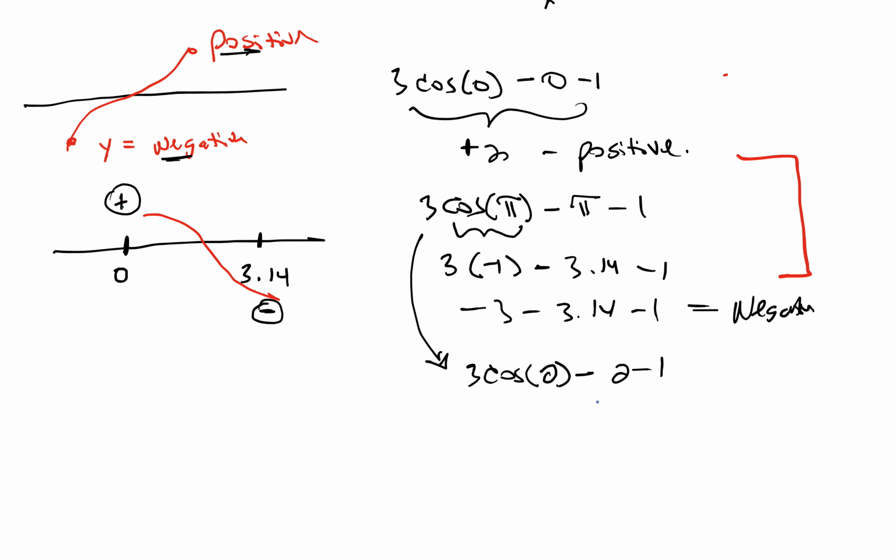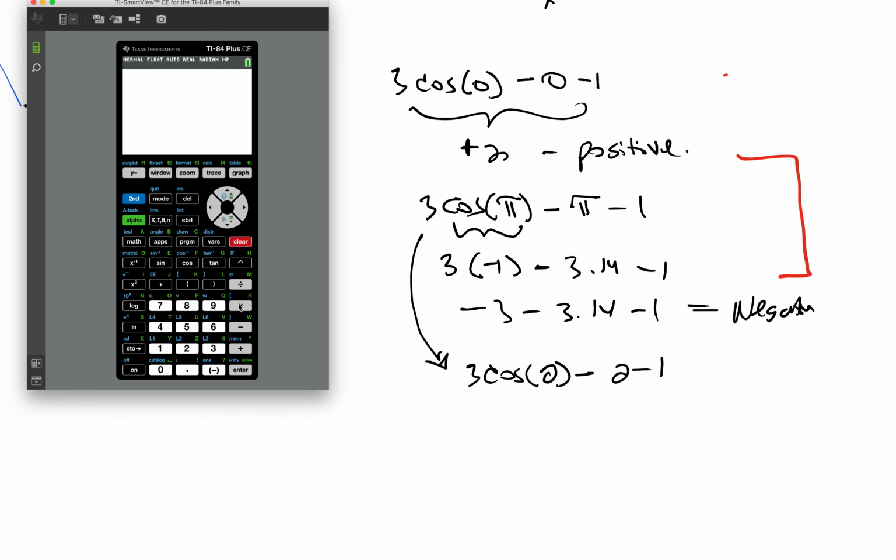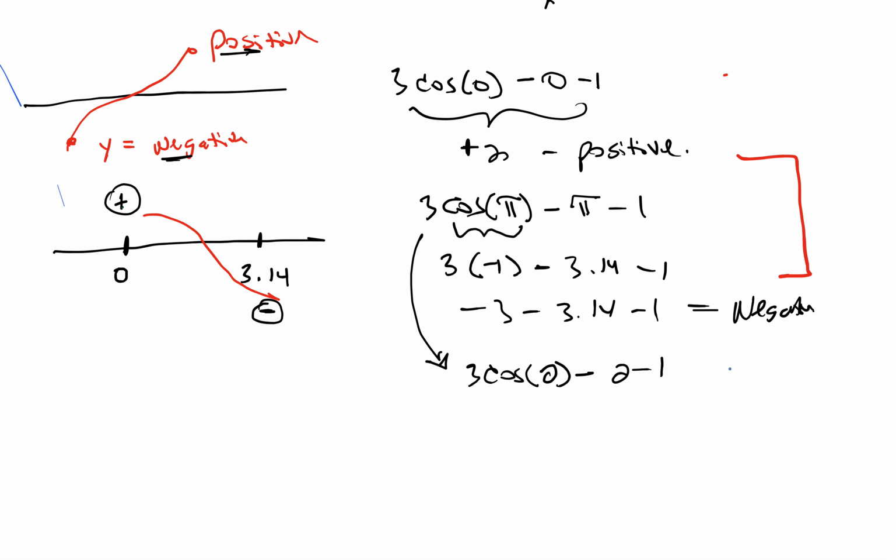So then you do 3, do it up here. You have 3 cosine 2 minus 2 minus 1, right? Negative. Did you get negative? 3 cosine 2 minus 2. It's okay. Negative.